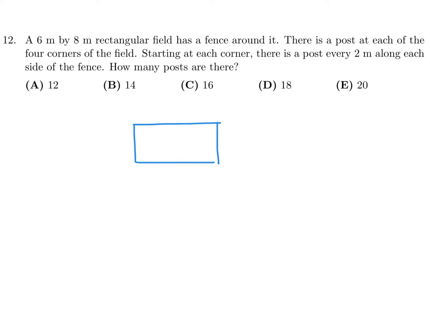So let's draw 6 by 8 and let's go through this. So there's a post at the corners, so let's draw those in, and then every 2 meters. So this will be at 2 meters, this will be at 4 meters, and then of course you've got the corner one at 6 meters. Similarly, 2, 4, 6, like that. And then same thing on that side, 2, 4, 6, like that. Okay, let's count them. So we got 1, 2, 3, 4, 5, 6, 7, 8, 9, 10, 11, 12, 13, 14. 14. Therefore, number 12, the answer is B.